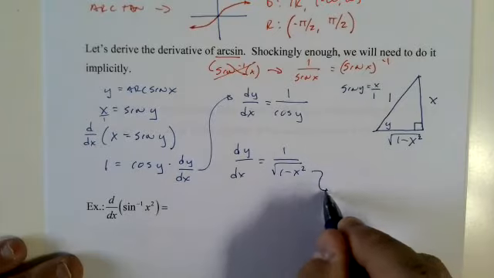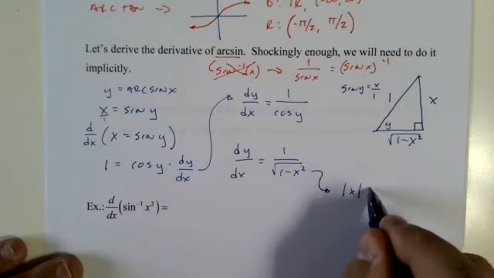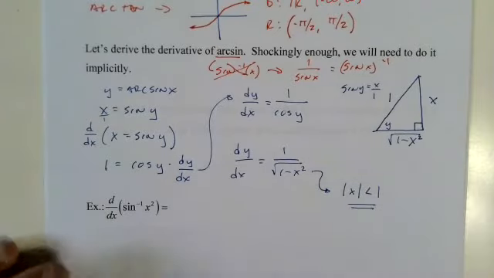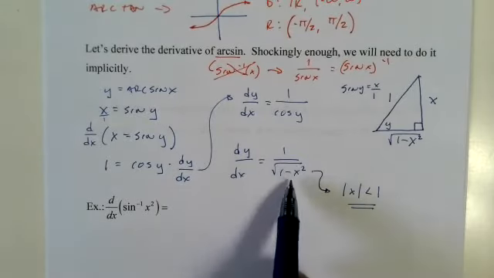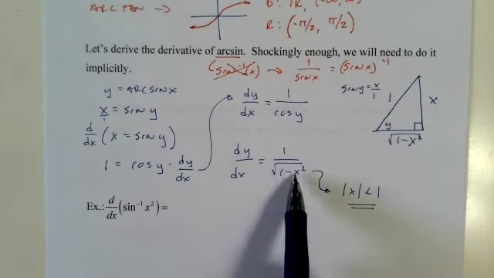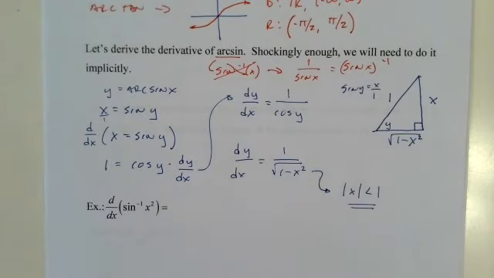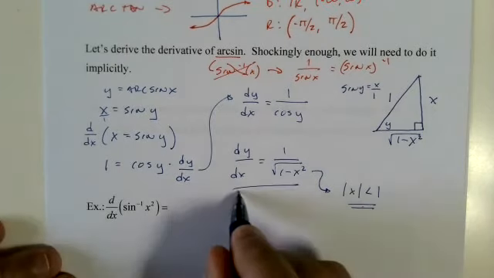By the way, the absolute value of x has to be less than 1. It can't be bigger, we can't take the square root of a negative, and it can't be 1 because we'd have a 0 on the bottom. We'd be out of luck. You don't have to worry about that. You do need this.